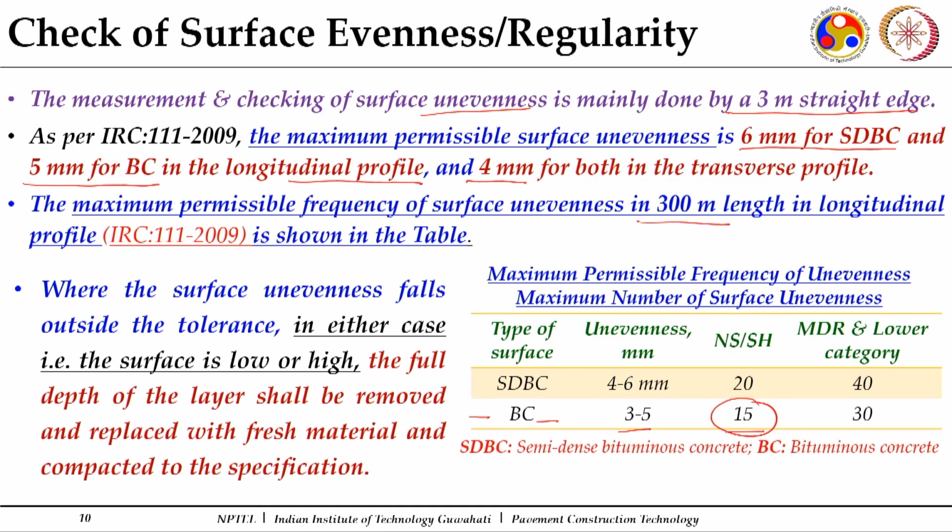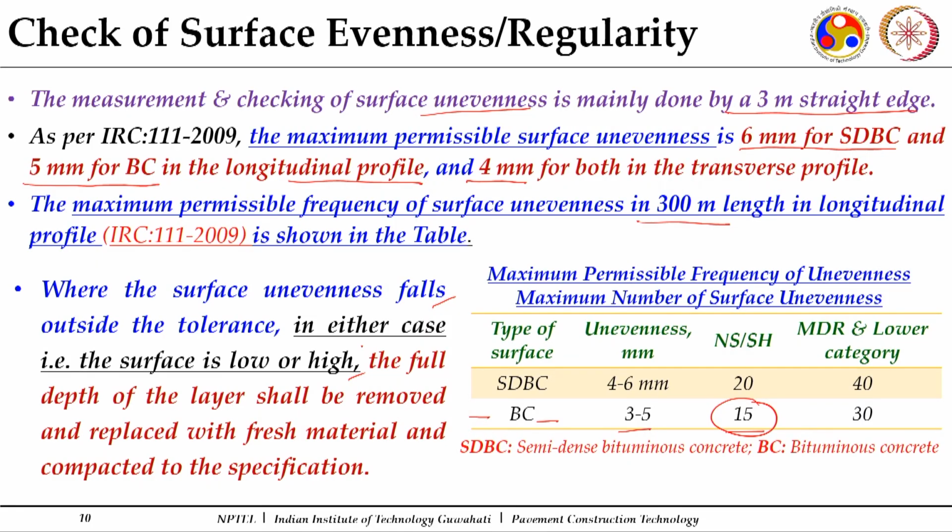Where the surface unevenness falls outside the tolerance, say you are having 20 occurrences of 3 to 5 mm on a bituminous concrete wearing course, in either case the surface is low or high. You may say that I am putting up more thickness, so it can be accepted. No, whether it is low or high, because it is related to surface unevenness or surface regularity, the full depth of the layer shall be removed and replaced with fresh material compacted to the same specifications.